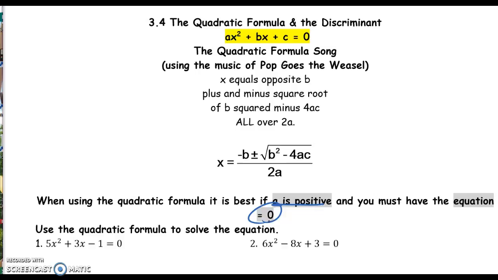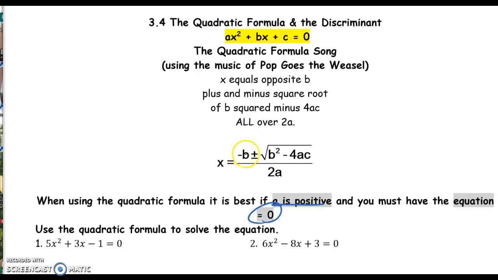So, I'm sorry about my early morning singing voice, but whatever. X equals opposite of b plus and minus the square root of b squared minus 4ac all over 2a. There, that's the only time I'll ever do that.